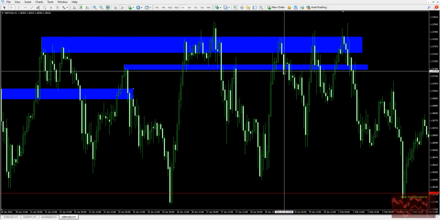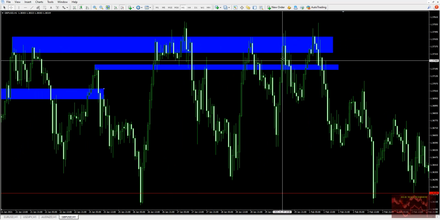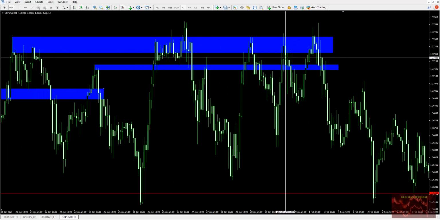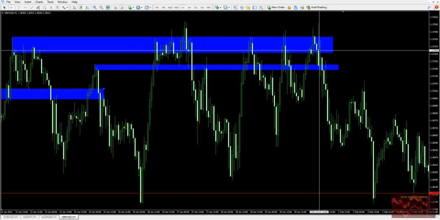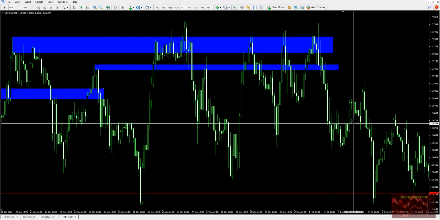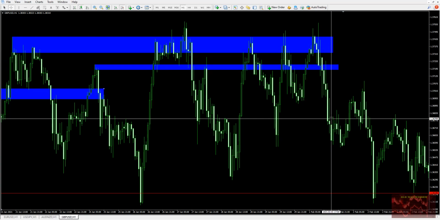I wouldn't have taken that one. That one wasn't valid. I would definitely have taken this one. Did I say three or four? 3 or 4 valid trades, all the way down again. Lovely, lovely trade, that one.